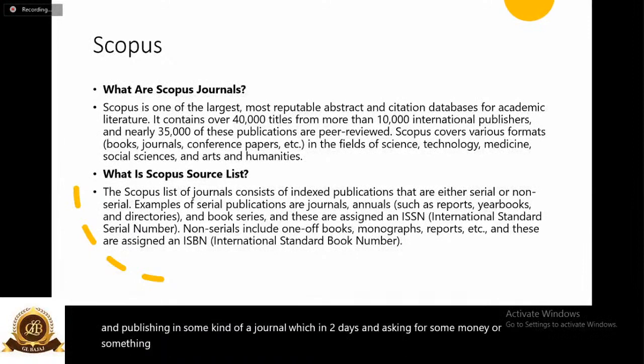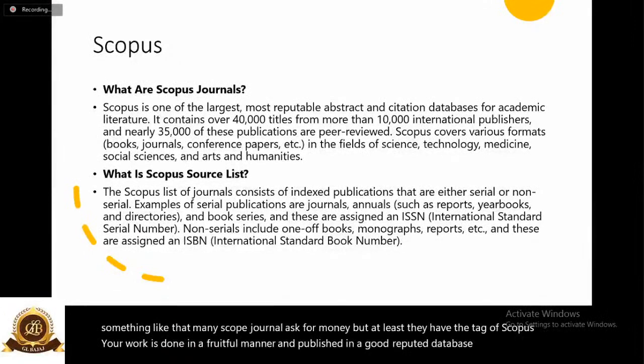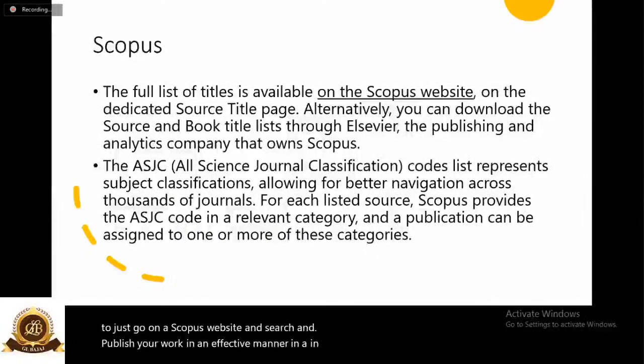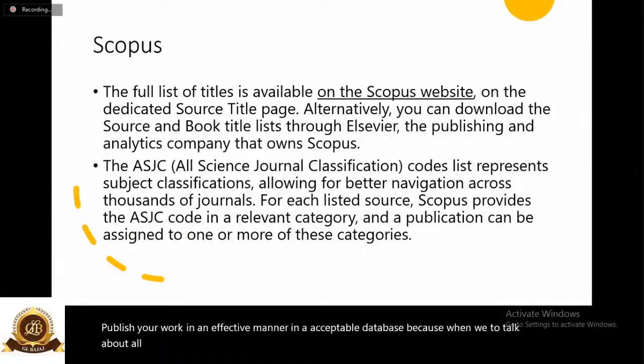Many Scopus journals generally ask for money, but at least they have the tag of Scopus, so your work is done in a fruitful manner and published in a good, reputed database. So you need to just go to the Scopus website, search, and publish your work in an effective manner in an acceptable database. Because all the titles which are supported by Scopus are on their website.